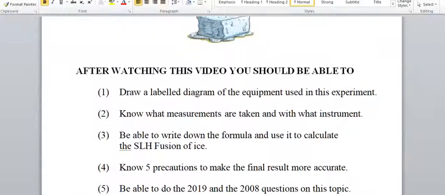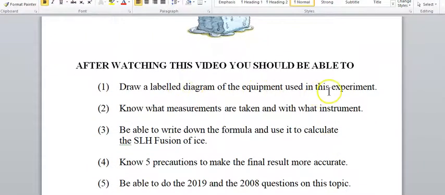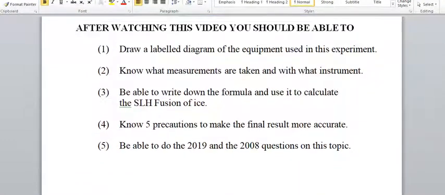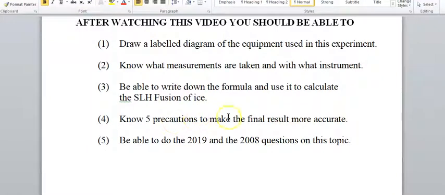You should be able to draw a labelled diagram of the equipment used in the experiment. You should know what measurements have been taken and what instruments are used to make those measurements. You should be able to write down the formula and do calculations using that formula. And you should know at least 5 different precautions to make the final result of the experiment more accurate. At the end, we will look at one of these questions, either the 2019 or the 2008 Honours Leaving Cert question on this topic.